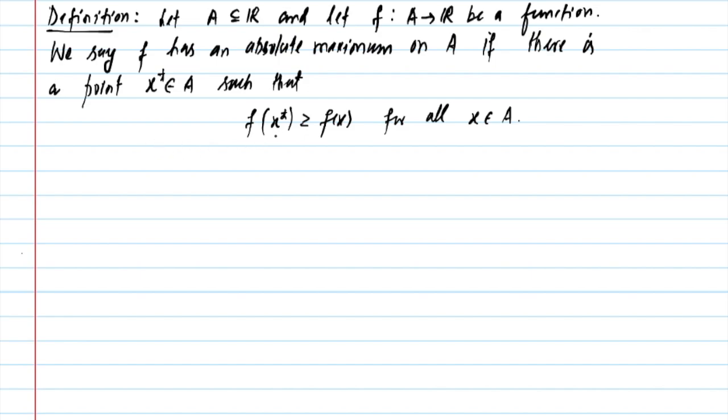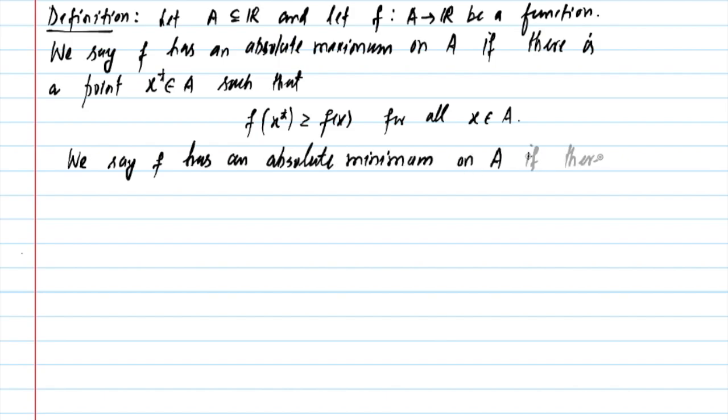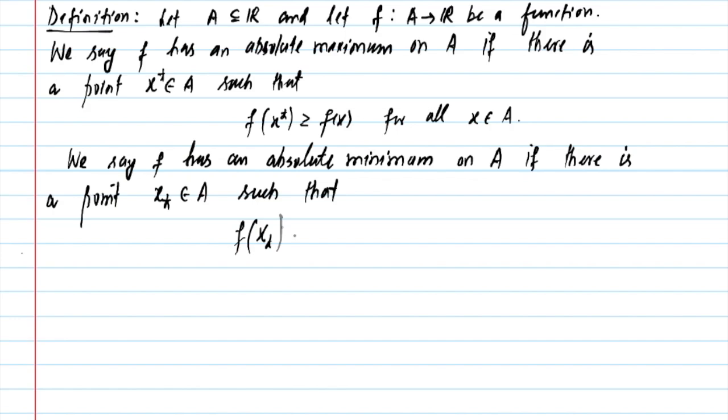Now on similar lines we can also define the absolute minima. Similarly we say f has an absolute minima on A if there is a point, say x subscript star, belonging to A such that f of x star is less than or equal to f of x for all x belongs to A.